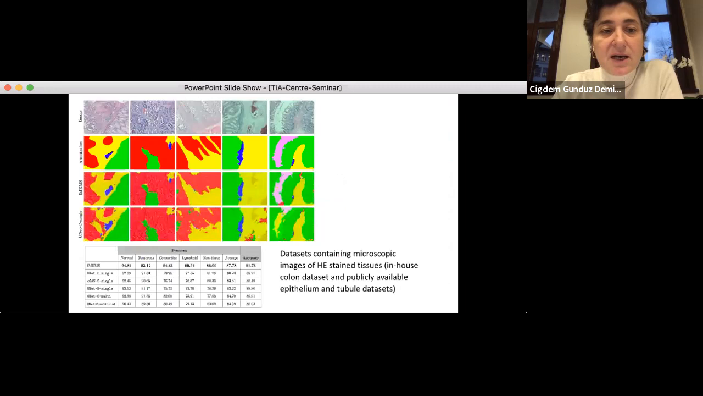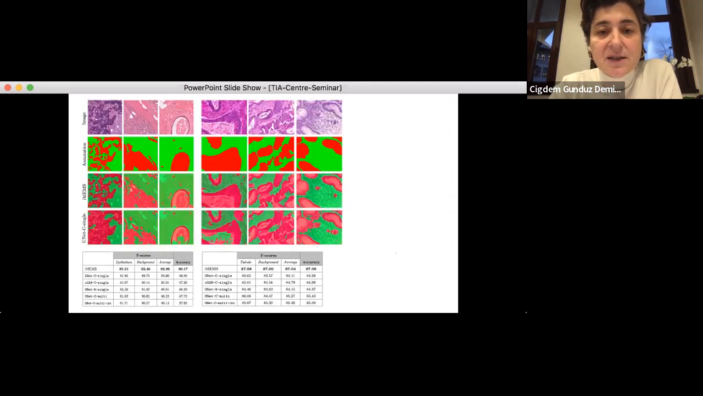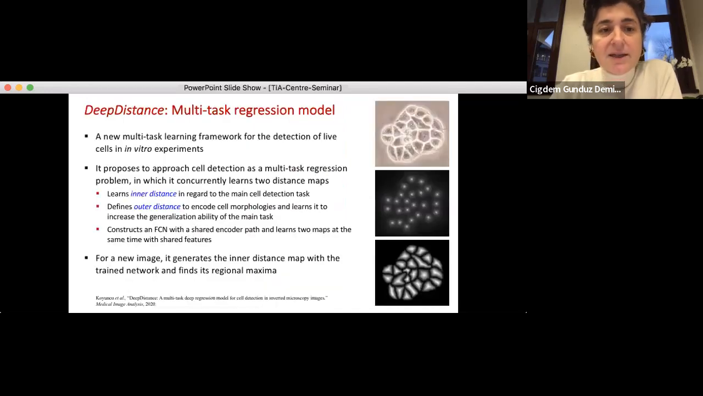And we tested our model on 3 different data sets containing H&E stained tissues. The first one is our in-house colon data set. So we observed that we obtain good segmentation results. And also we tested our model on 2 publicly available data sets, which are epithelium and tubule data sets. And these are the results for these 2 data sets. And that is the last model that I would like to mention.